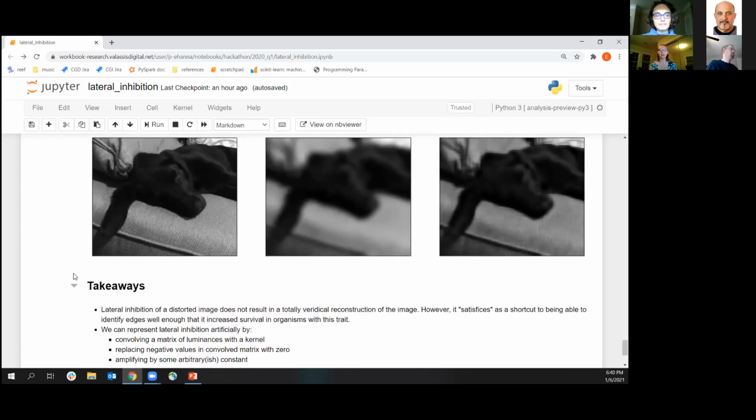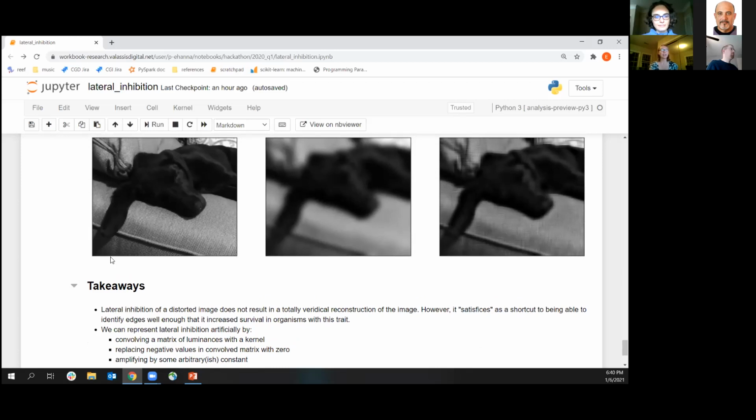If we wanted to sum up this part of it, what you should remember for the test is that lateral inhibition of a distorted, blurry image doesn't give us a totally perfect reconstruction, but it gets close enough for government work, essentially.